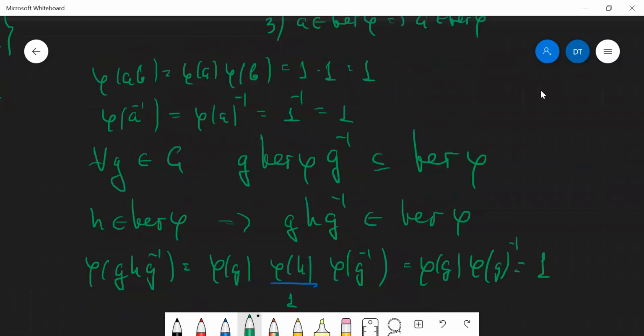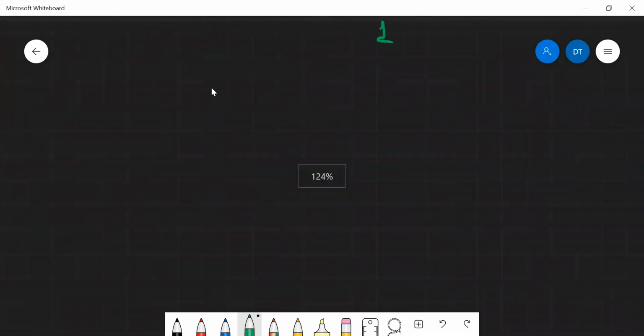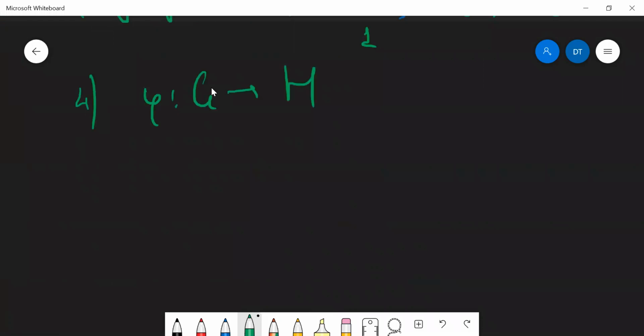So let me show you this. The first property: we have this map from G to H. Suppose that phi is injective. We need to show that the kernel contains only one element, the identity. Well, we know that the identity must be inside the kernel because phi takes 1 to 1. So by definition, 1 is inside the kernel.